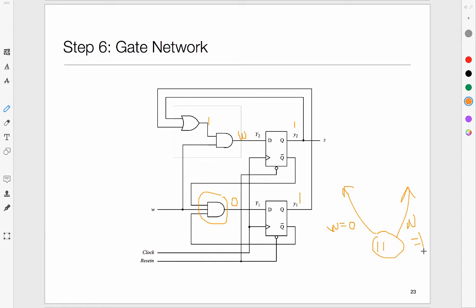How are FSMs set to their start state? Say it again? How are they set to their start state? In this particular case, there is a reset signal, so presumably that's what we're going to be using. But what does it do?